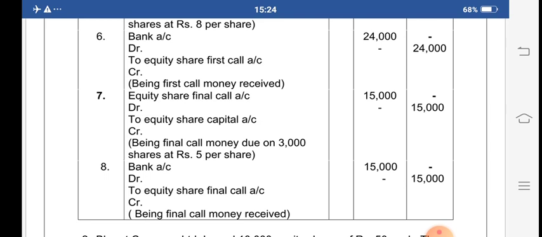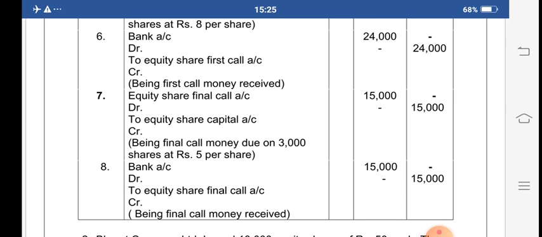For this receiving purpose, what will be the journal entry? Journal entry 8: bank account debit rupees 15,000 to equity share final call account credit rupees 15,000. Being final call money received. Like this you have to pass the journal entries.